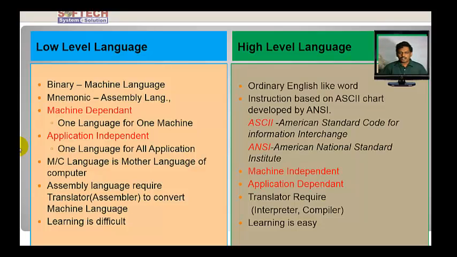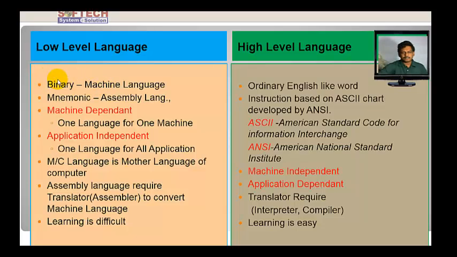In a similar way, computer languages also have some symbols. Low-level language consists of two types: one is machine language and another one is assembly language. In machine language, the symbol is binary. In English language, the symbol is A to Z. In machine language, the symbol is binary. So the whole structure of computer language is similar to human language.